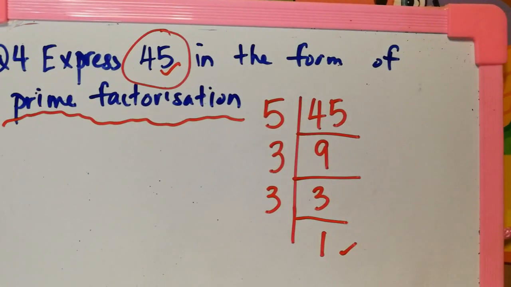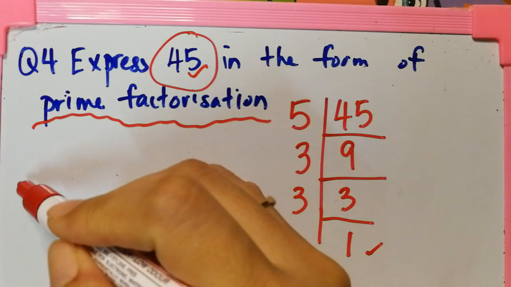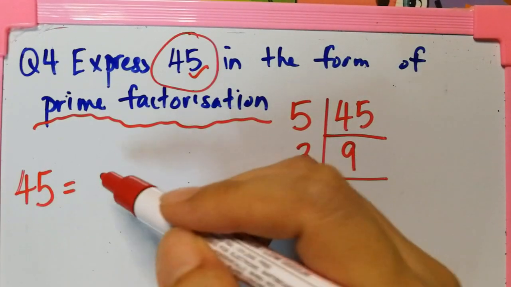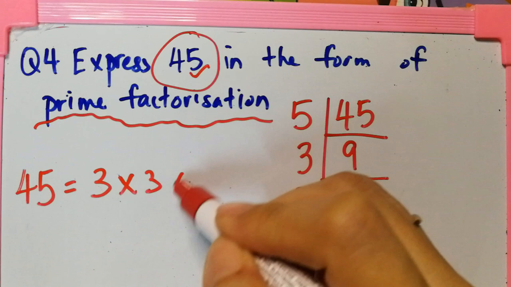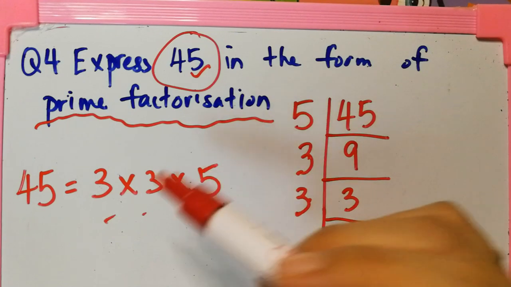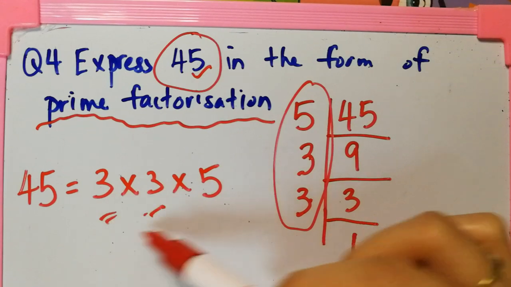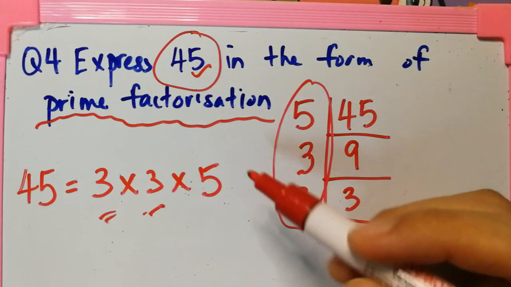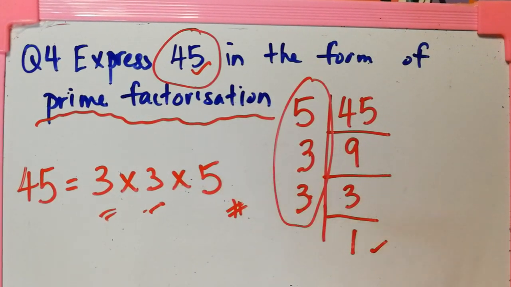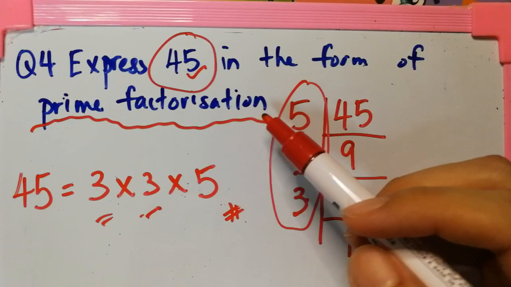So how do I write my answer to express it in the prime factorization? You must write your answer in this form: 45 equals 3 times 3 times 5. If you have two 3s here, you have to write both. Whatever you get here, you can just arrange in order. So my answer is 3 times 3 times 5. So this is how you answer a question about prime factorization.